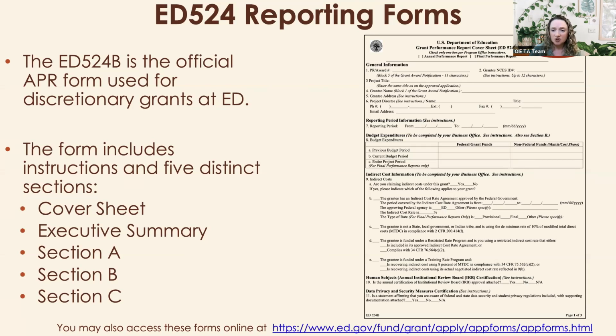The other thing to make sure of, this isn't your first APR, so you may already have some Ed 524 forms laying around, but they may be expired. Up in the top right corner, there's an expiration date. The current set of forms expire July 31st, 2024. If you have any other date there, that is not the current reporting form and should not be used.